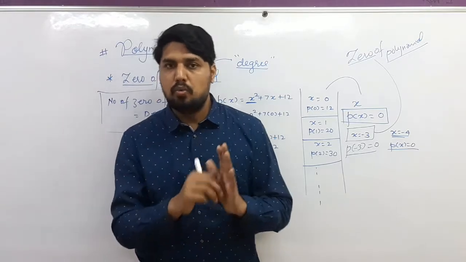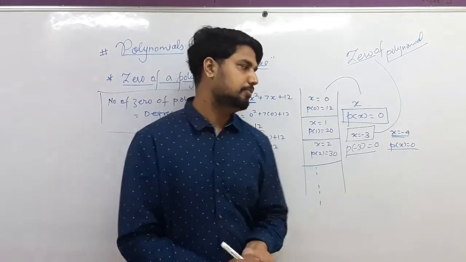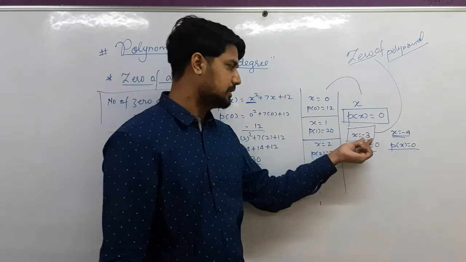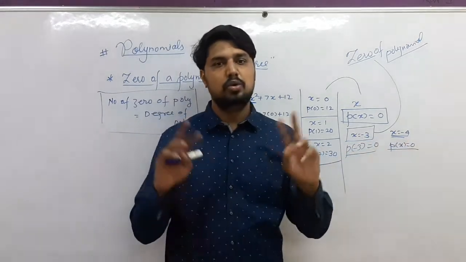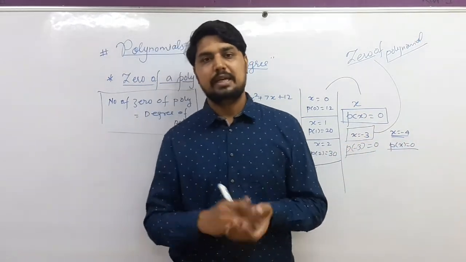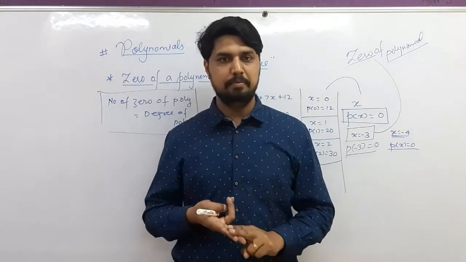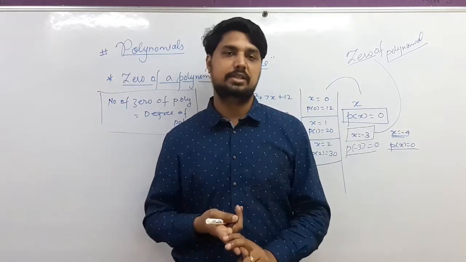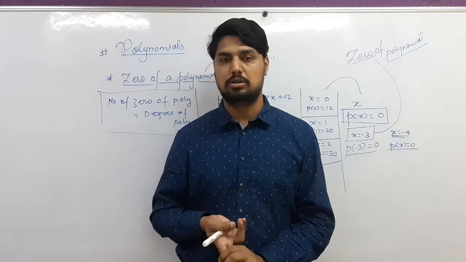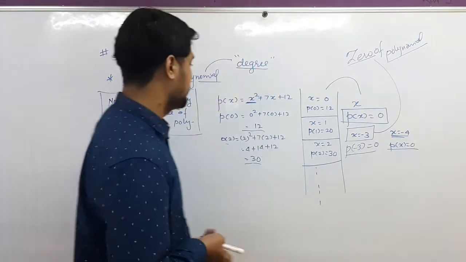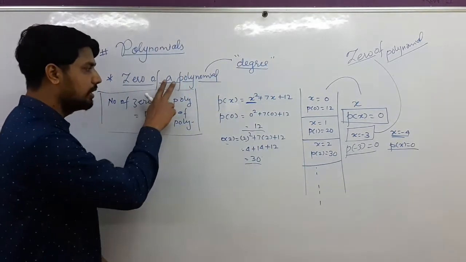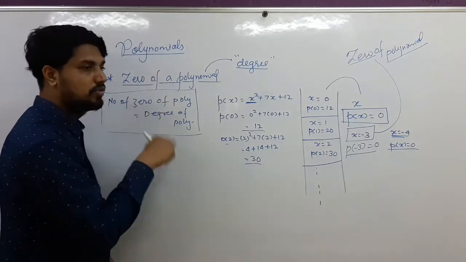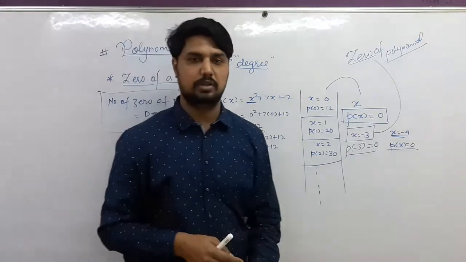Now, one more question may arise. Suppose the zeros of a polynomial are -3 and -4, two different values. Can these two values be the same? Yes, these two values can be the same also. So we should remember that for any polynomial, the number of zeros will always be equal to the degree of the polynomial.